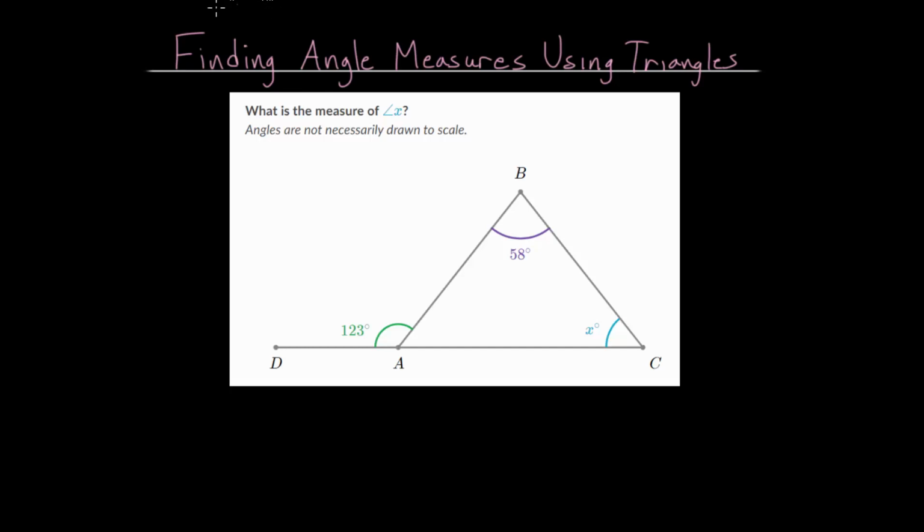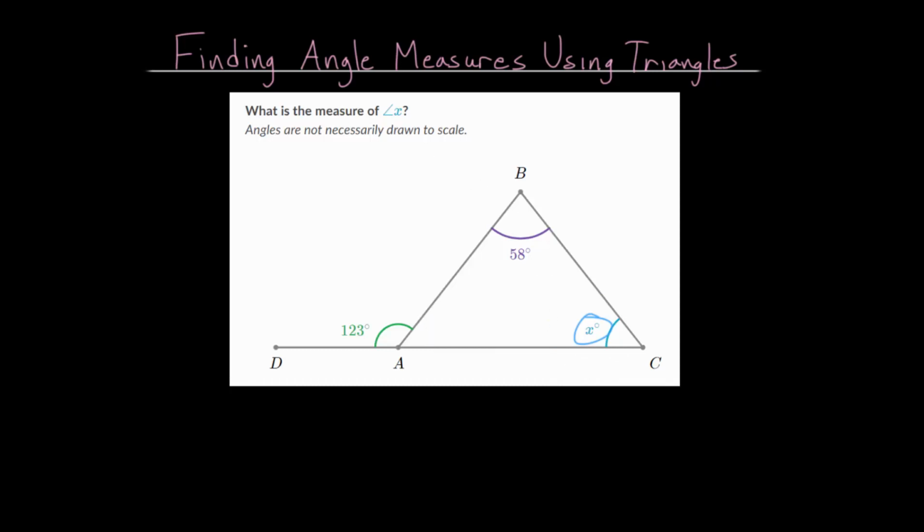In this video, I'd like to talk about finding angle measures using triangles. Specifically, we want to use the fact that the angles in a triangle add up to 180 degrees. Looking at this example problem, we are missing this angle x. We know this angle in the triangle. And if we also knew this missing angle right here, this BAC angle, then we could just add these together and set them equal to 180 to be able to solve for this missing angle.